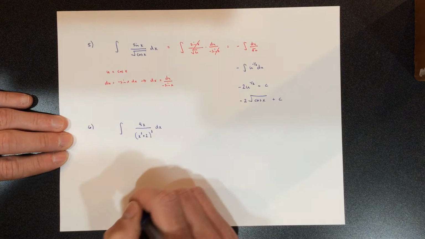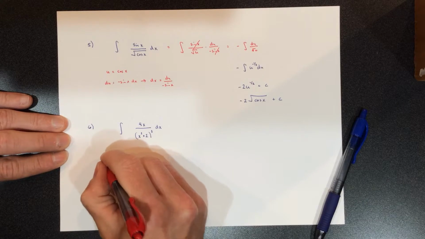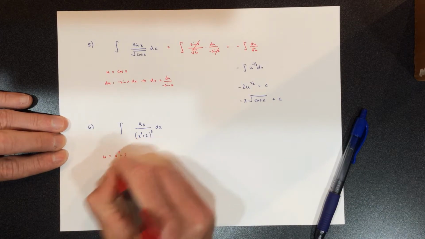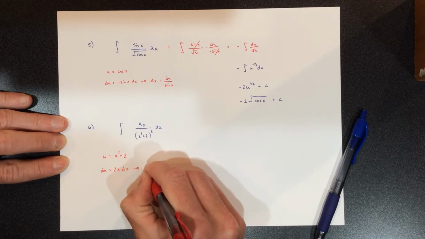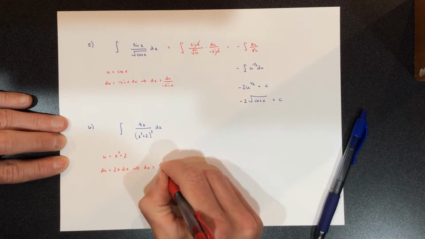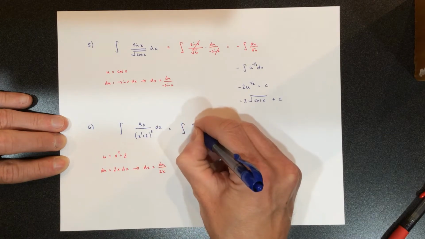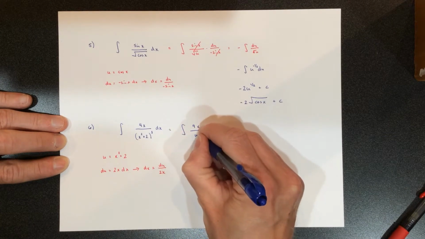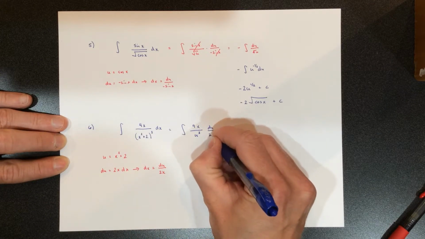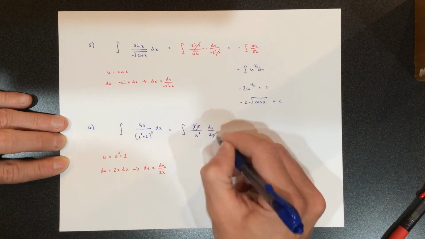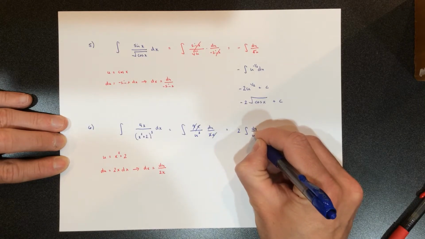Okay, last one. Again, you see something to the cube, probably going to make that u. So u equals x squared plus 2. du equals 2x dx. That tells us that we can get rid of dx and write it as du over 2x. We can substitute in then. That's 4x all over u cubed, right? And then dx is du over 2x. x's cancel. 4 over 2 is just a 2. So it's really just 2 integral of du over u cubed.